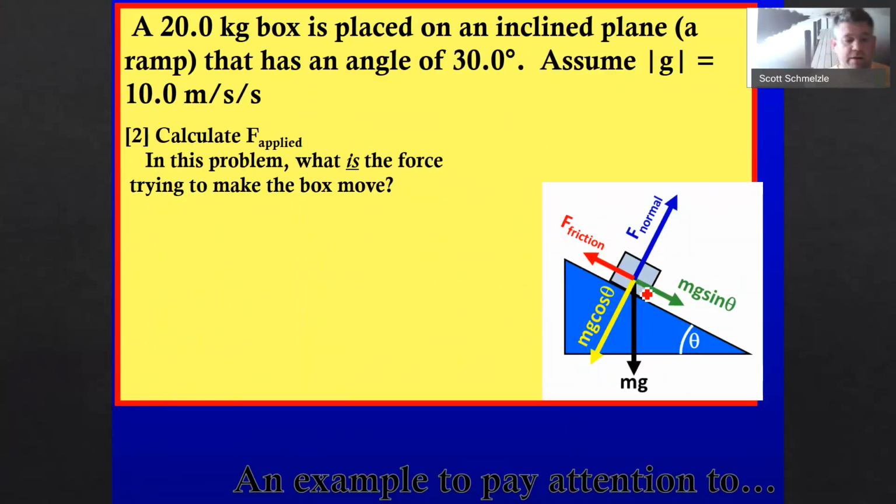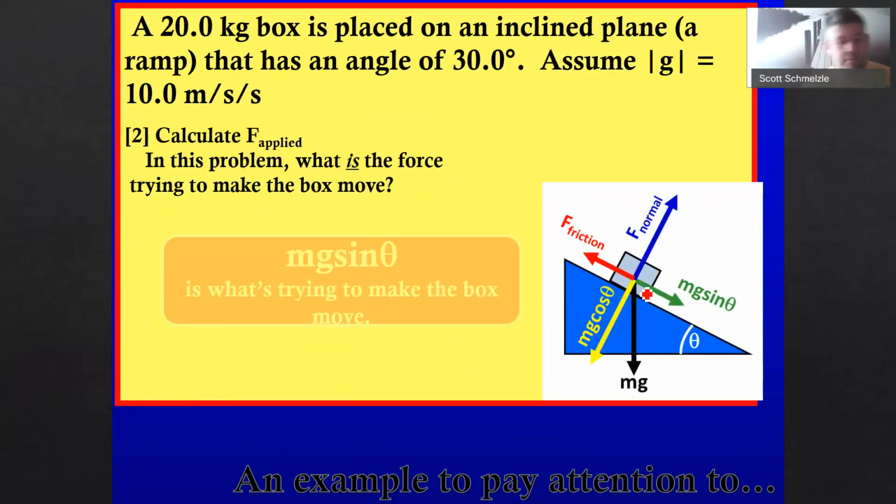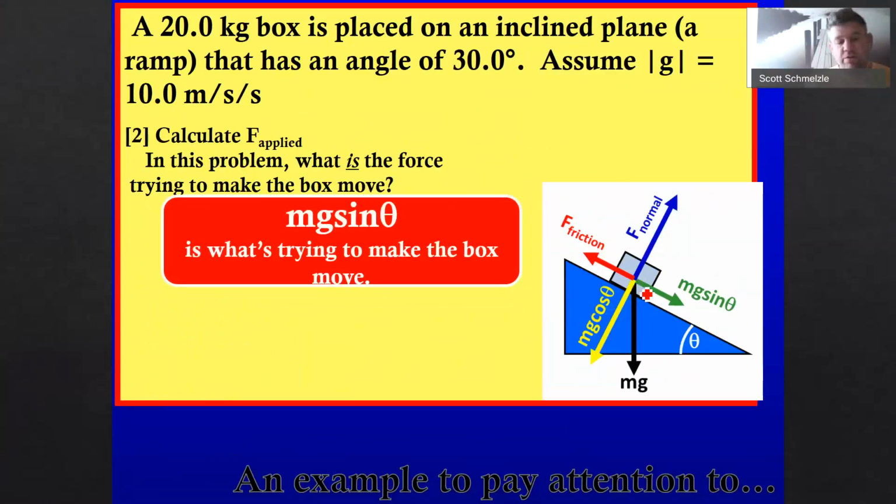So let's calculate that. When we ask in this problem, what is the force trying to make the object move? It's actually its weight, or its gravity, being pulled down. So mg sine theta is the calculation that we can do. So our applied force is going to be that mg sine of theta.